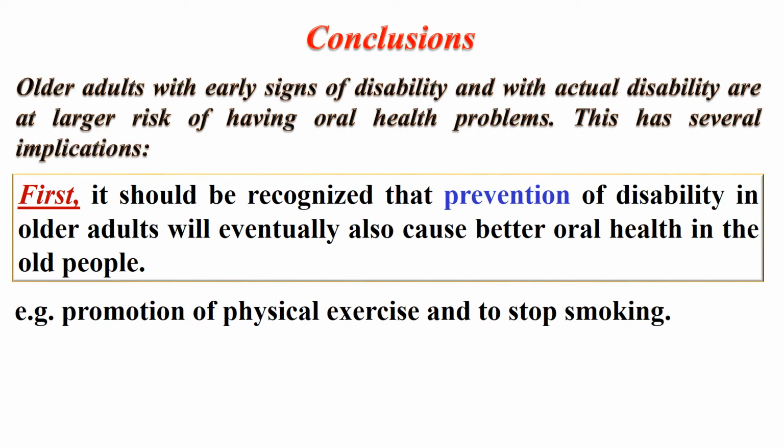Older adults with disability are at larger risk of having oral health problems. This has several implications. First, it should be recognized that prevention of disability in older adults will eventually also cause better oral health in old people. For example, promotion of physical exercise and stopping smoking.